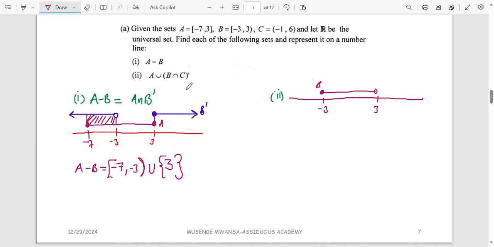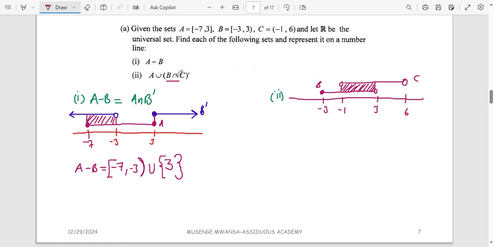So the set C is from negative 1 to 6. Negative 1 is going to be somewhere here, and then 6 is going to be somewhere here. You can see that for this one, it is going to be open at both negative 1 and at 6. Can you see that the intersection is actually from here up to here? This one. Okay? That's the intersection, and since this is the intersection, that's B intersection C.